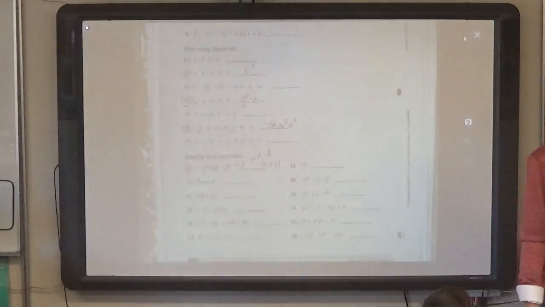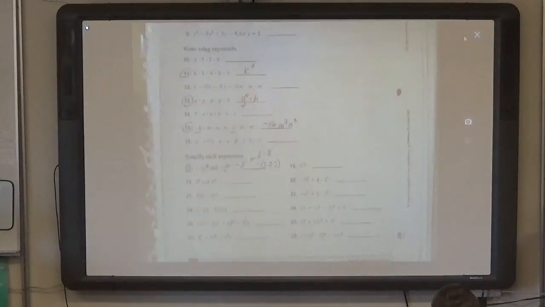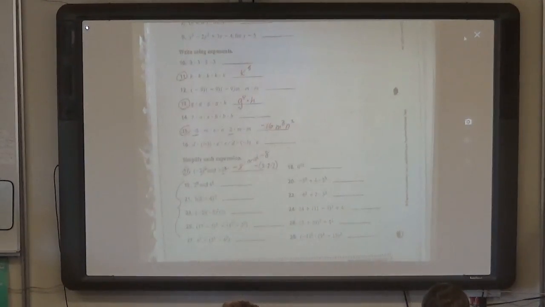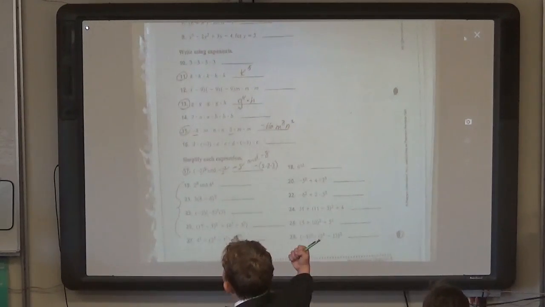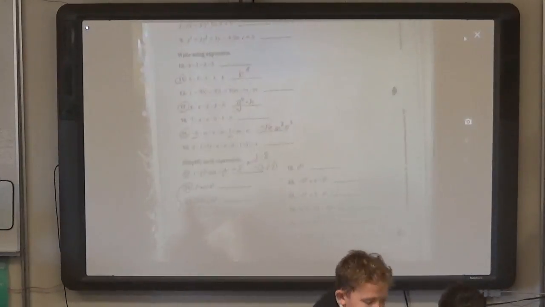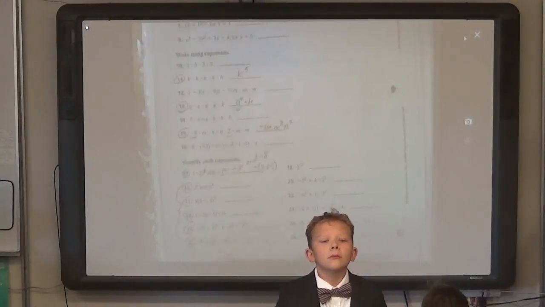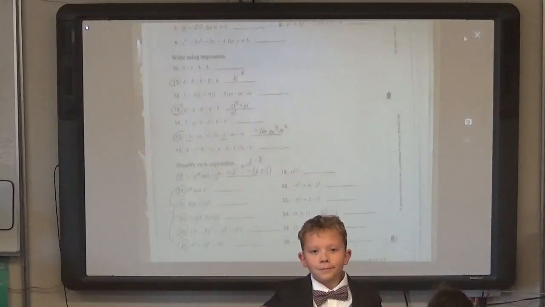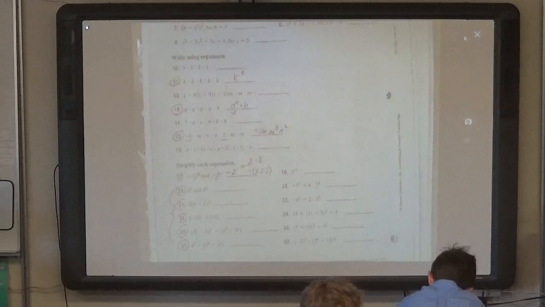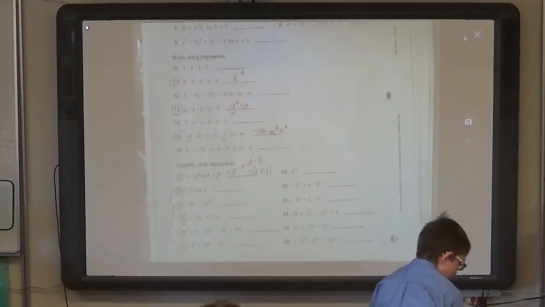Okay? All right, finish up this worksheet then. 19 through 27. No, just 19 through 27 odds. This column, yep. I just did the odds, 19 to 27 odds.